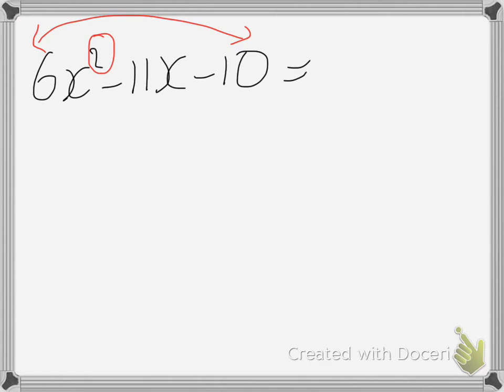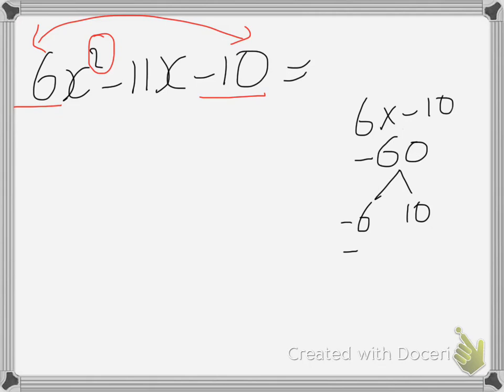So the first step in here, we're going to multiply the number in front of x squared, or the coefficient of x squared, by the constant, which is negative 10. So multiply them together, we've got negative 60. And now we're going to write the pairs of factors that give you negative 60. So it could be negative 6 and 10. Remember, it's negative 60. Negative 30 and 2, or it could be negative 2 and 30.